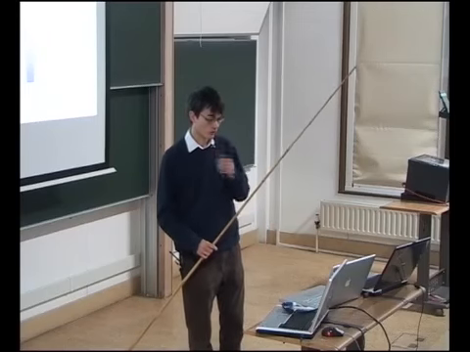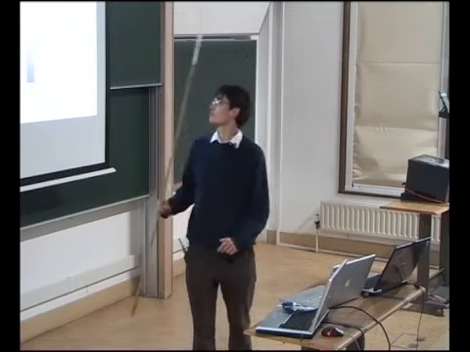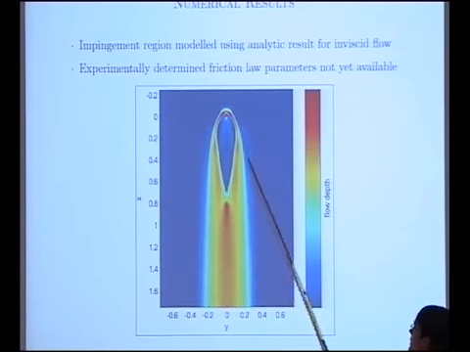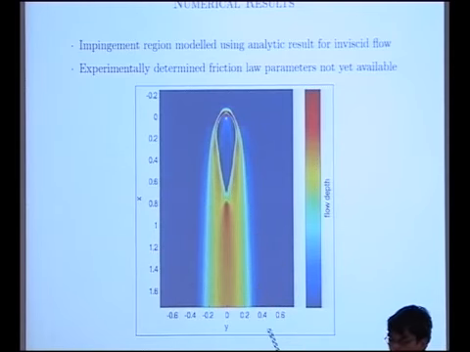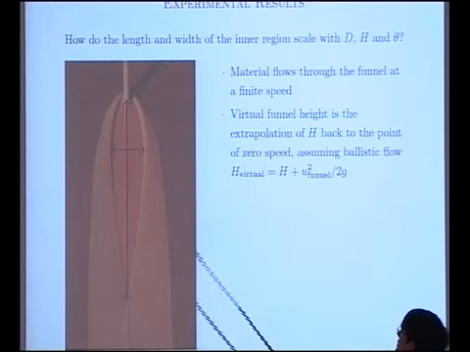Now, we currently don't have the ability to experimentally determine the friction law parameters, so the values of mu and their dependence on height and velocity. So these results are at the moment qualitative, but we can see that there is at least qualitative agreement with the shapes that we see in experiments.